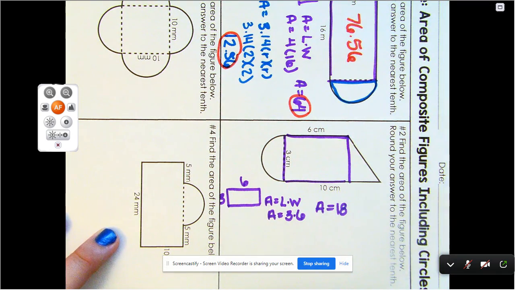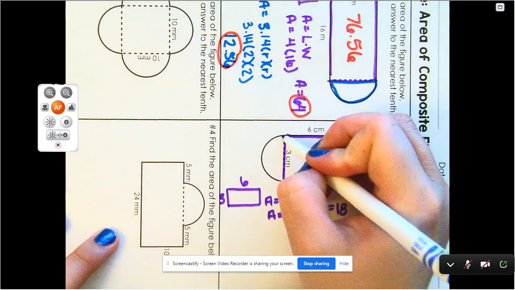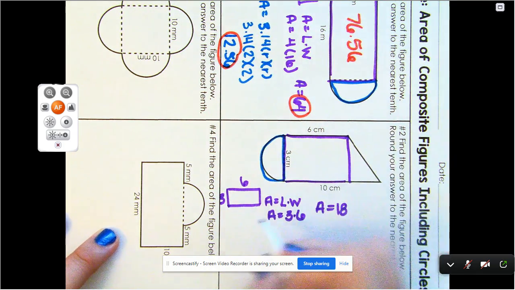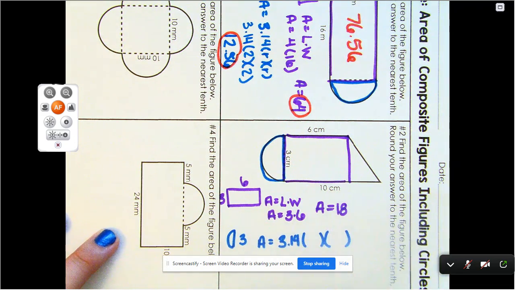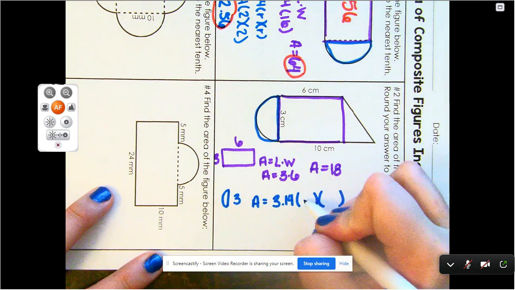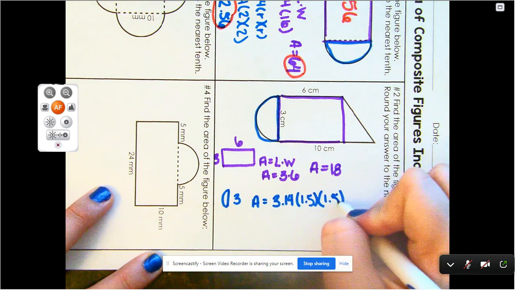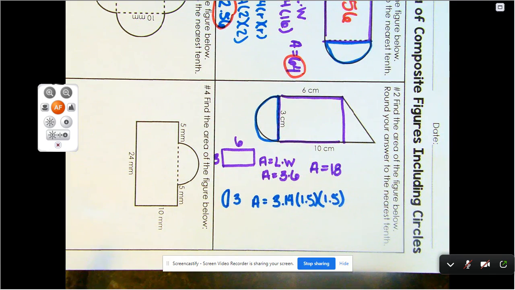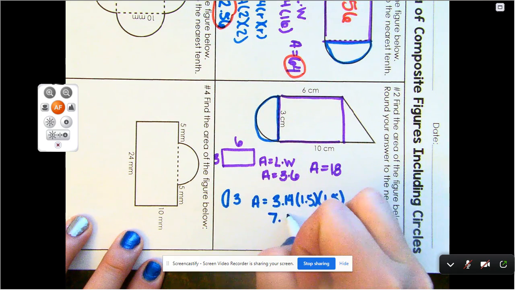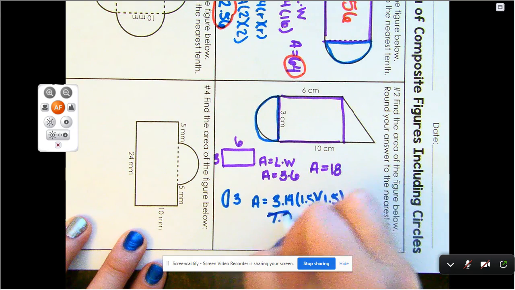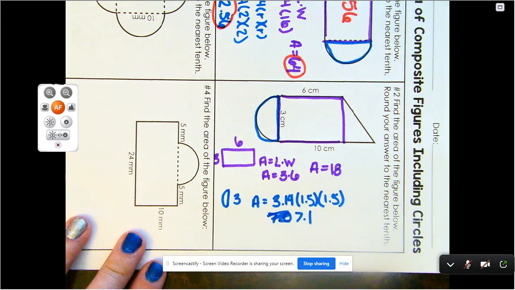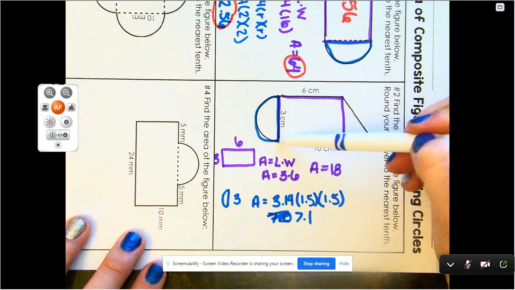Okay, I also see a half circle with the diameter of 3, so area is equal to 3.14 times, and then don't forget the formula uses radius and not diameter, so I need to take half of 3, which is 1.5, and plug it into my formula. That number happens to be 7.065. I'm going to round that to 7.1. Okay, and then also take note that the picture only has a half circle, not a full circle.